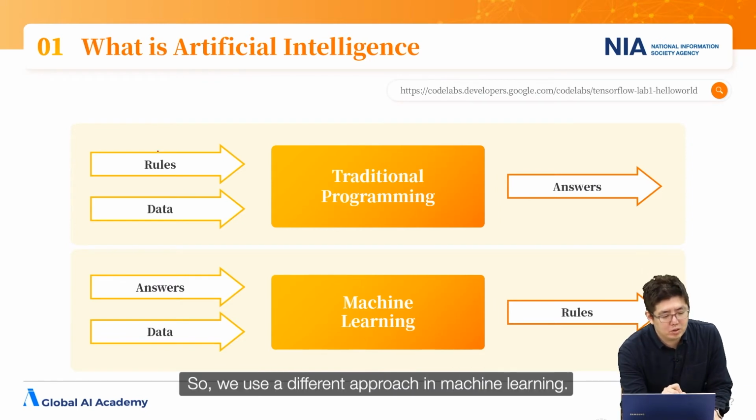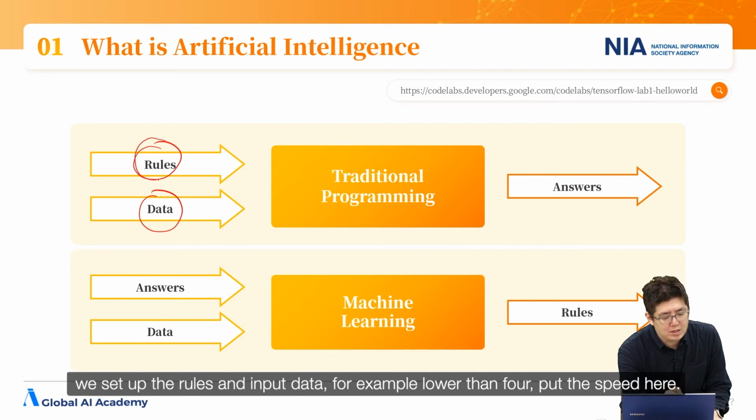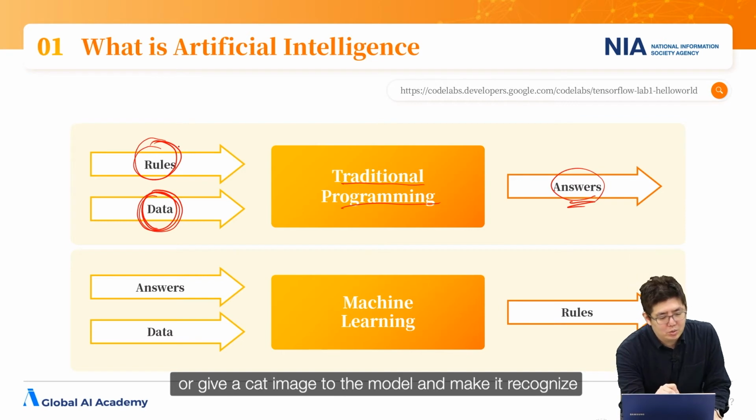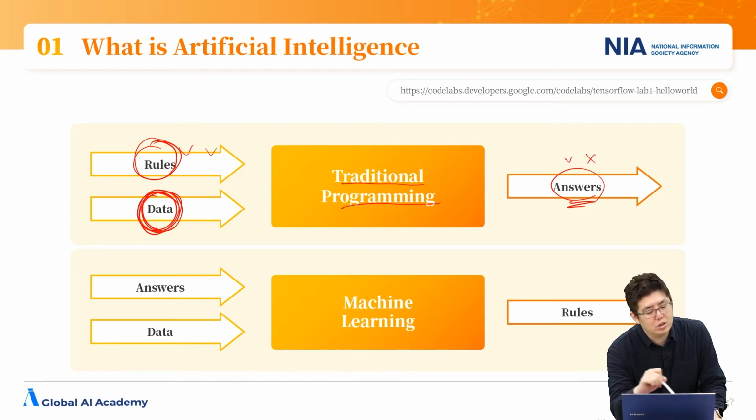So, we use a different approach in machine learning. Like what we just talked about, we set up the rules and input data. For example, lower than 4, put the speed here. In case of walking, a traditional programming model would give walking as the output, or give a cat image to the model and make it recognize whether the tail is long or the ears are triangular, and the output would be either it's a cat or it's not.